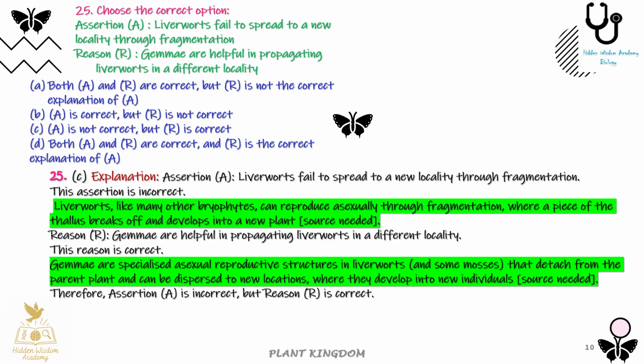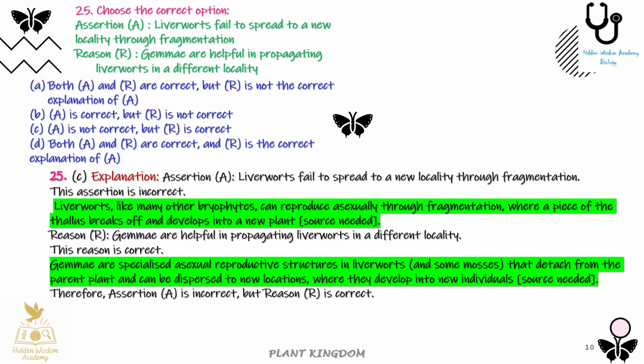Option B. Assertion is correct, but reason is not correct. Option C. Assertion is not correct, but reason is correct. Option D. Both assertion and reason are correct, and reason is the correct explanation of assertion. Explanation: Let's analyze. The assertion is not correct.